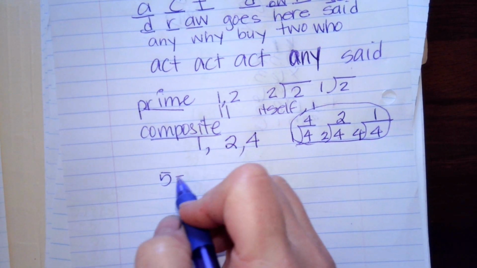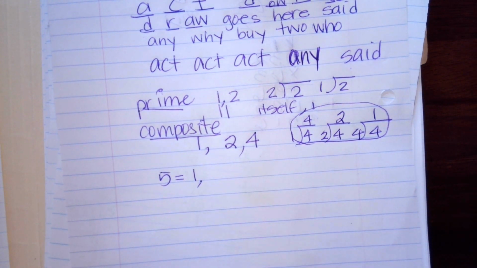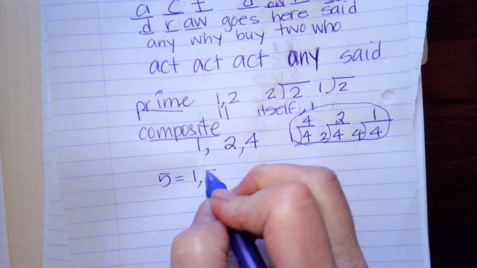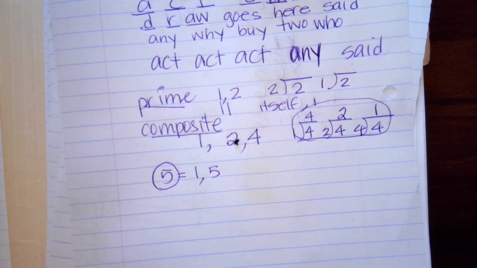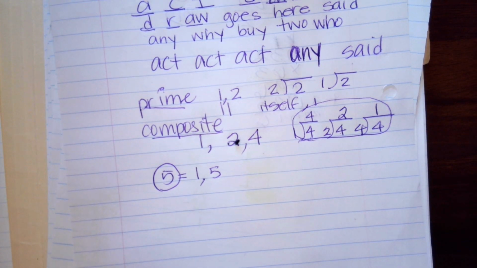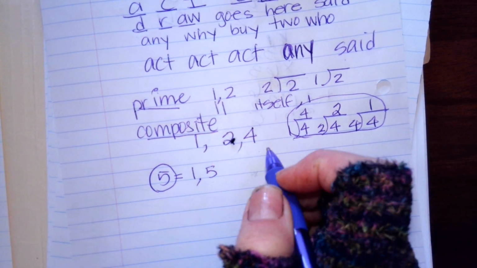How about 5? What numbers can divide evenly into 5? 1. Can 2? No. Can 3? No. Can 4? No. Can 5? Yes. So the factors are 1 and 5. So Gigi, do you think it's a prime number or a composite number? 1 and 5. So this number 5, do you think it's prime or composite? Composite? It's prime because it only has 1 and itself as the factors.